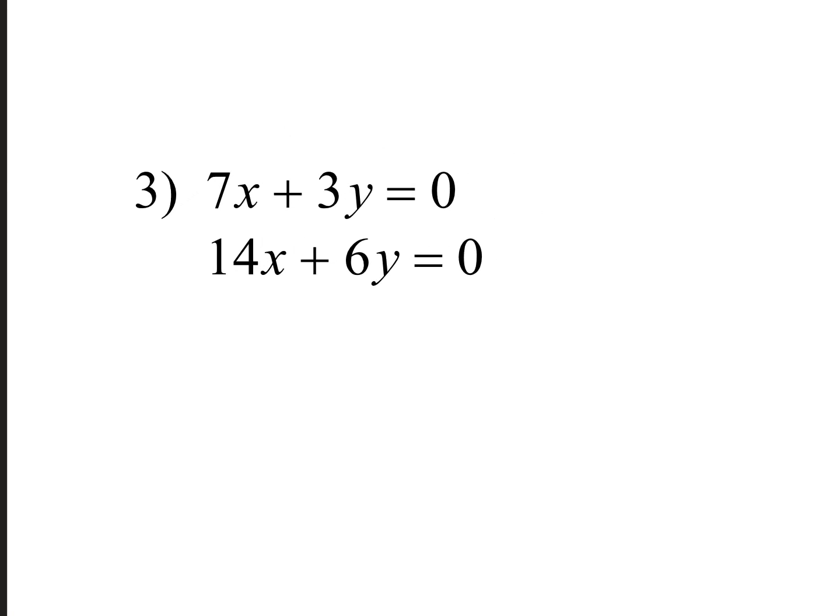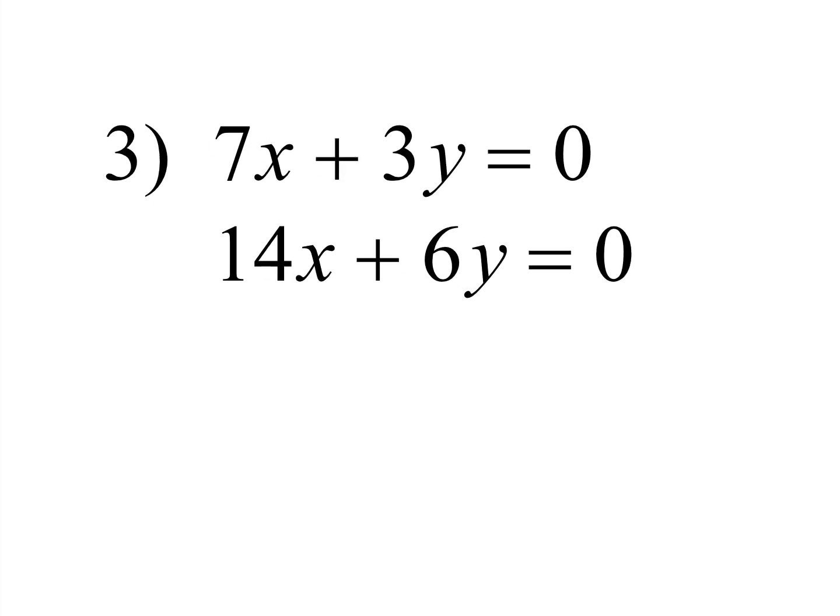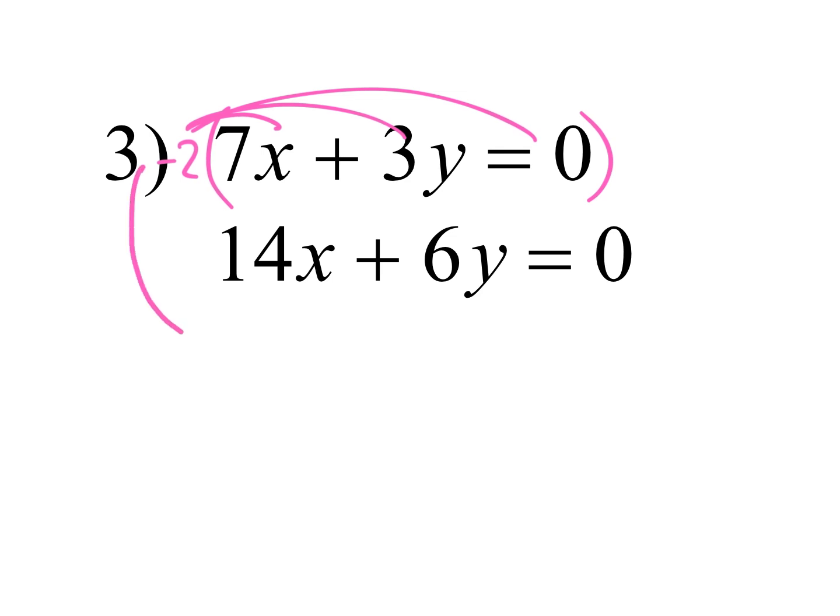All right, for 3, do we have the same number but opposites? That'll cancel out. No, so we got to make them the same. So what would we need to multiply to make them the same? -2. What do you want to cancel, the x's or the y's? Sure, the x's. So we're going to multiply everything by -2. So when we multiply this by -2, I'm going to rewrite it down below because it helps when you line it up. So we have -14x minus 6y is equal to 0.